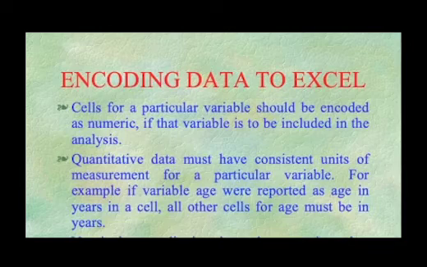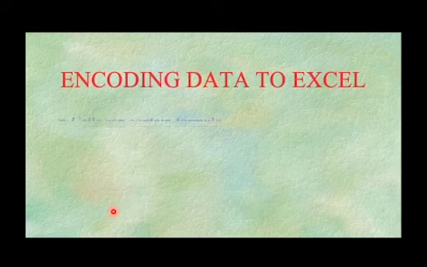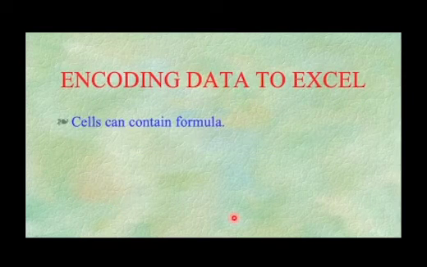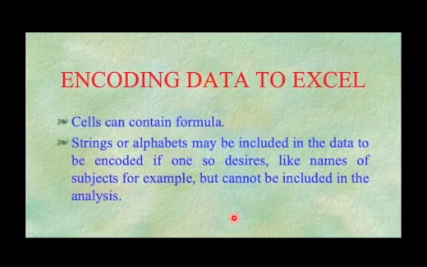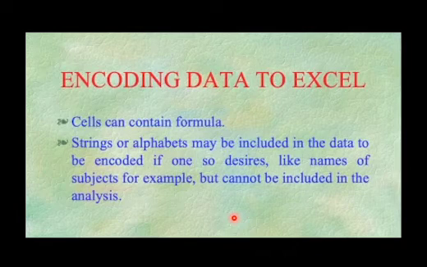Nominal or qualitative data should take numeric codes. For example, for sex, male can take a numeric code of 1 and female 2, because as we said, cells should be encoded as numeric. And cells can contain formulas, and strings or alphabets may be included in the data to be encoded if one so desires, like names of the subjects, but they cannot be included in the analysis.